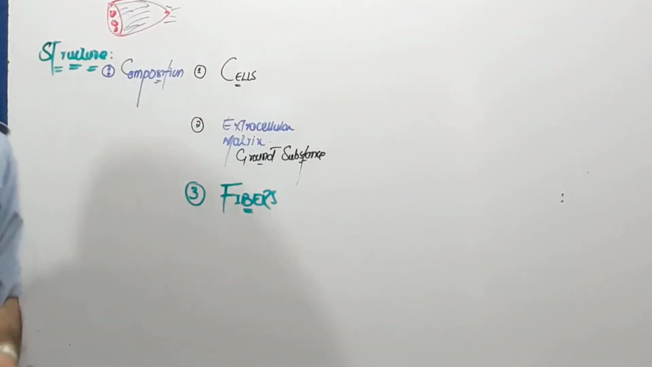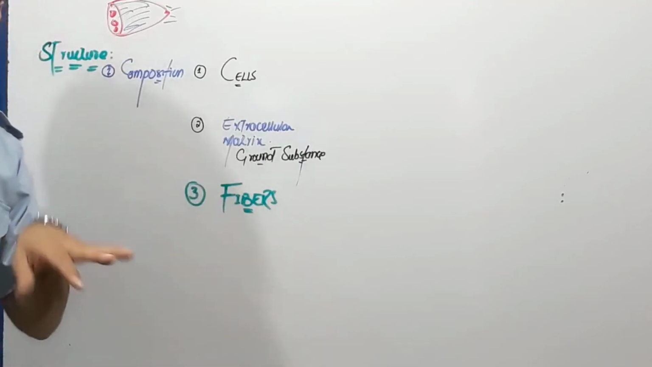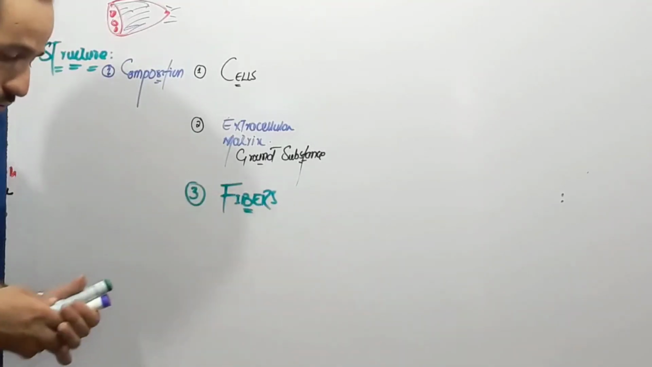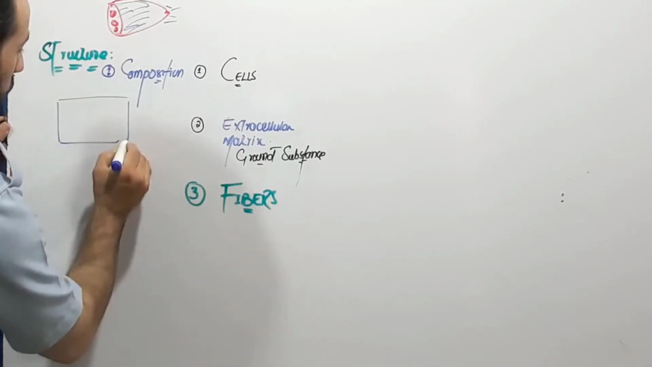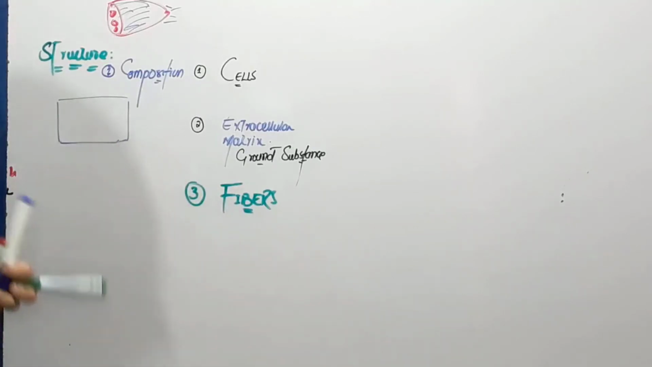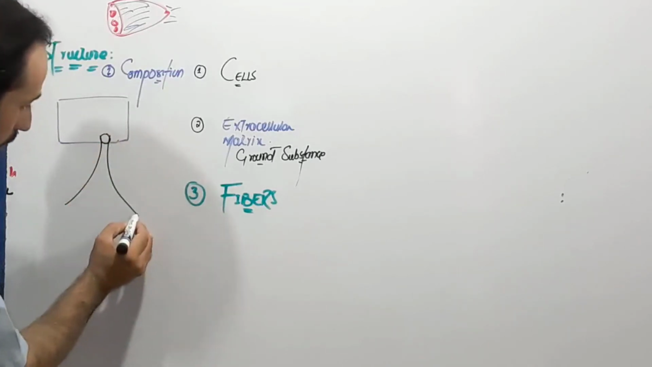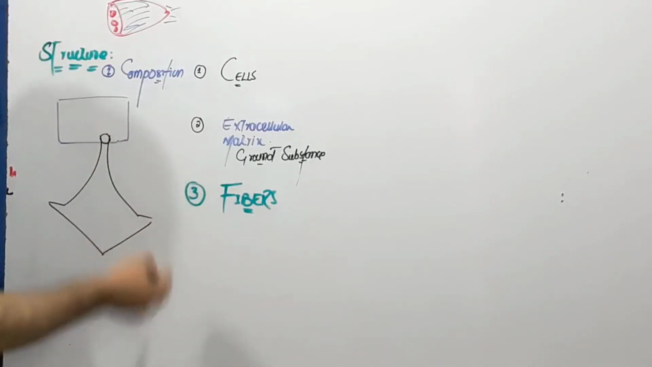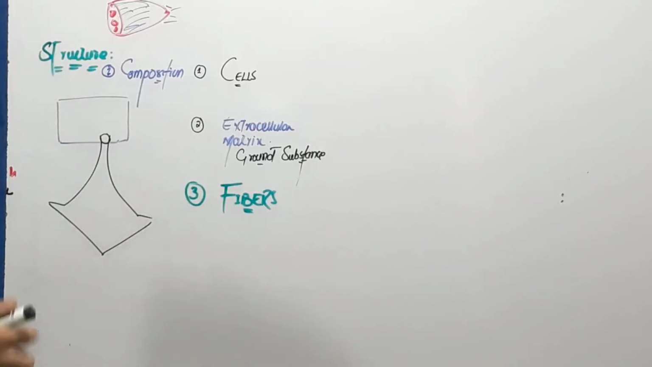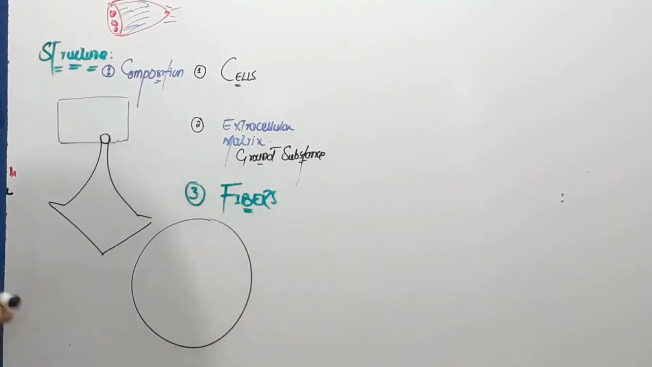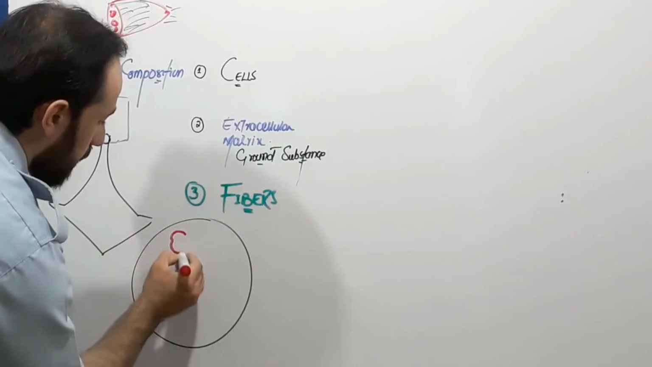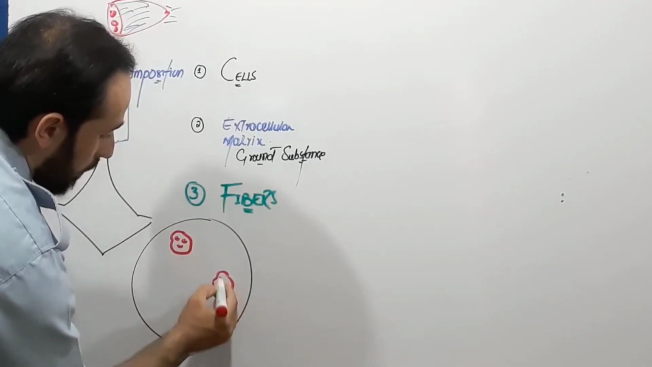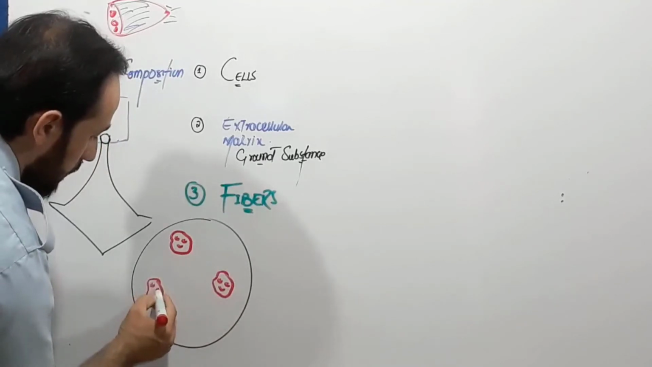So I will also discuss the fibers of connective tissue. There are three types of fibers present in the connective tissue: the collagen fibers, the elastic fibers, and the reticular fibers. Now look carefully, consider that this is a connective tissue, and we have taken a small piece of this tissue and enlarged it. So first of all we will see the cells present in the connective tissue, and I will show you how many types of cells are present in a connective tissue.